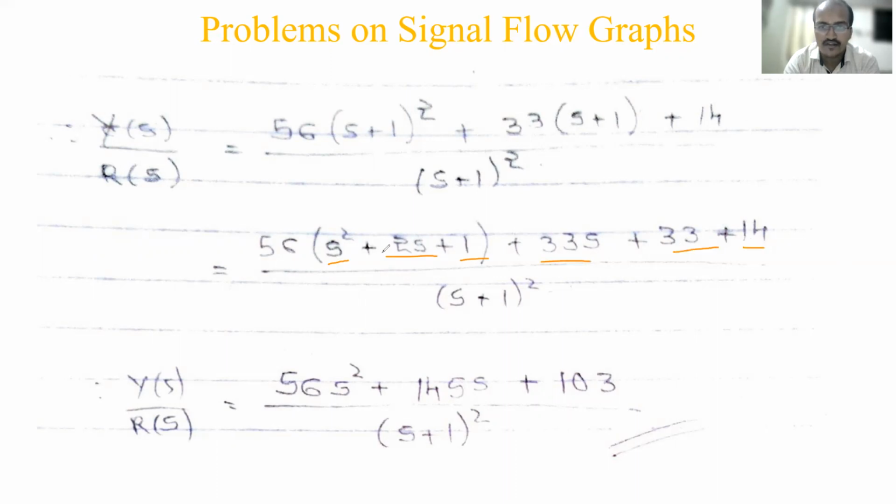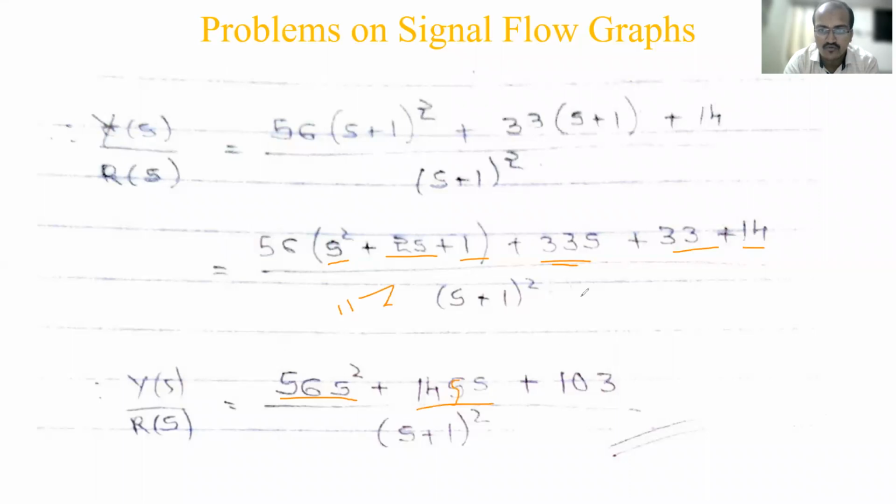Now we will club all the s square terms: 56 s square. Then the s terms: 56 into 2s, how much is it? 112, I think, right? So 112s plus 33s, you have to club this. So it is 145s, plus the constant 56 plus 1 is 56. Don't confuse my words.